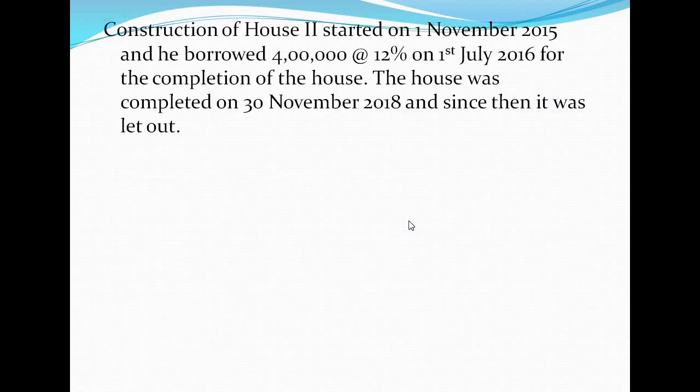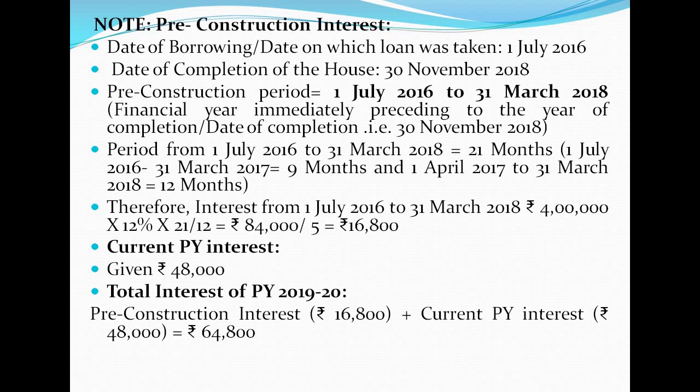36,000. Then it says that the construction of house number 2 started on 1st November 2015 and he borrowed rupees 4 lakhs at the rate of 12% on 1st July 2016 for the completion of the house. The house was completed on 30th November 2018 and since then it was let out. So let us look at how to calculate the pre-construction interest first of all.